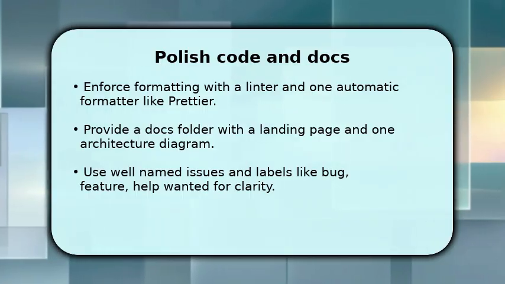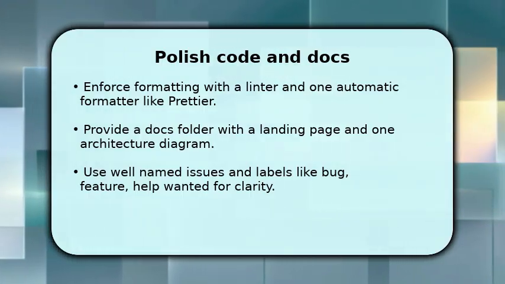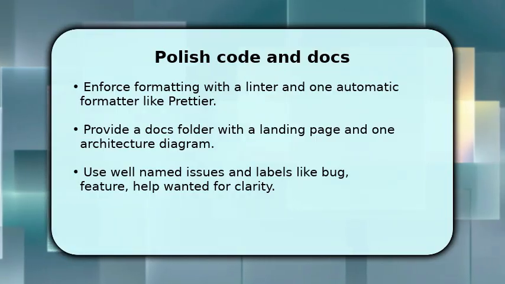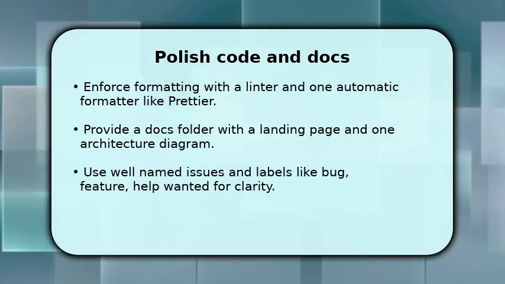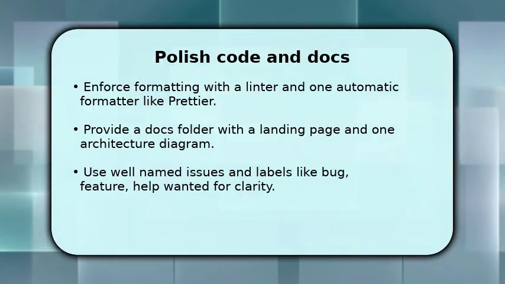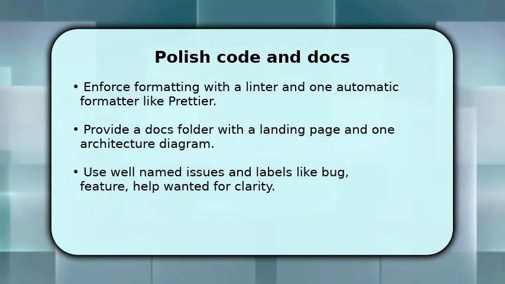Include an examples directory with 2 working snippets and expected outputs. Use well-named issues and labels like bug, feature, help wanted for clarity when triaging. Keep commit messages short and in imperative tense for consistent history.